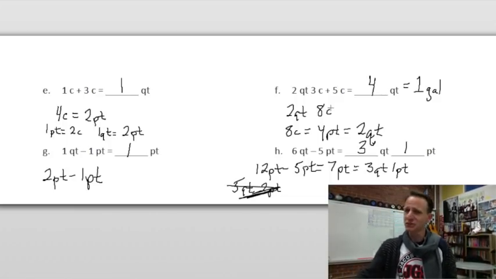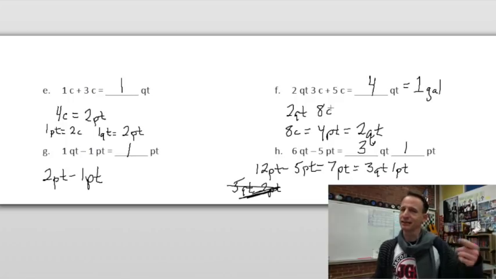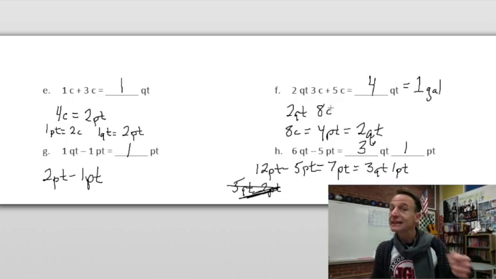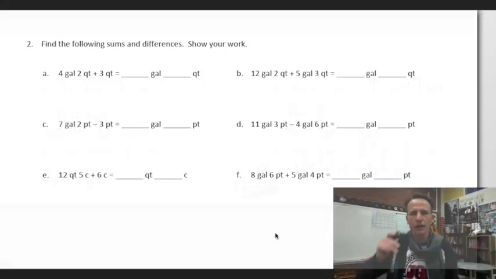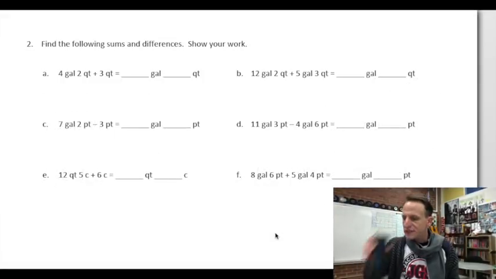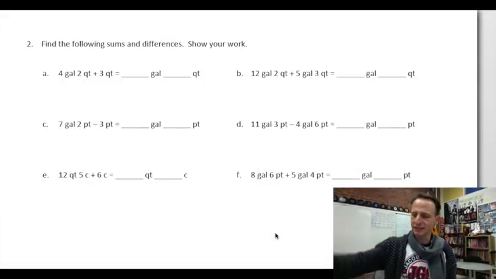Let's go see about number 2, and when I say let's go see about number 2, I mean example number 2. Yeah. Coffee. Don't worry, I got tea on the way too.